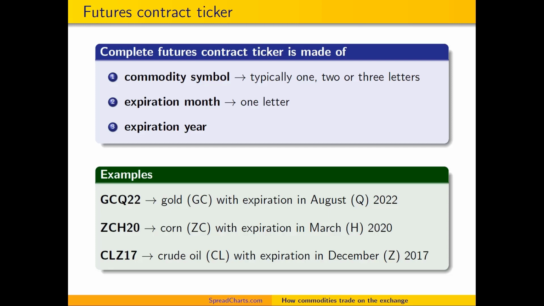Maybe you wonder where you will find the symbols for commodities and expiration month letters. The month codes are easy to learn, it's just 12 letters, and the commodity symbols can be found on the exchange website. You can also see the full list of commodities and available futures contracts in our analytical software, the Spreadcharts app. We will talk about it also later.